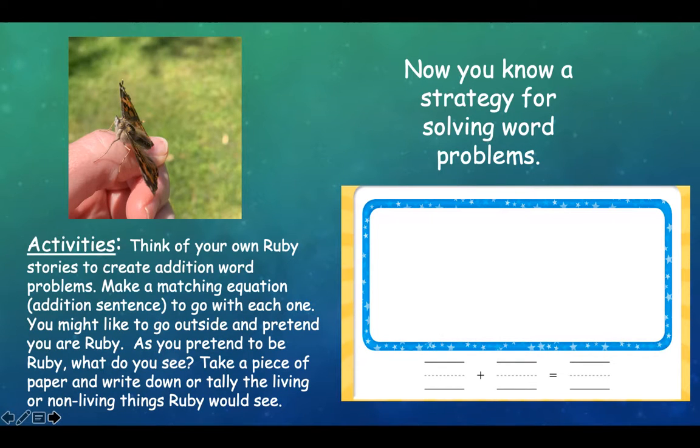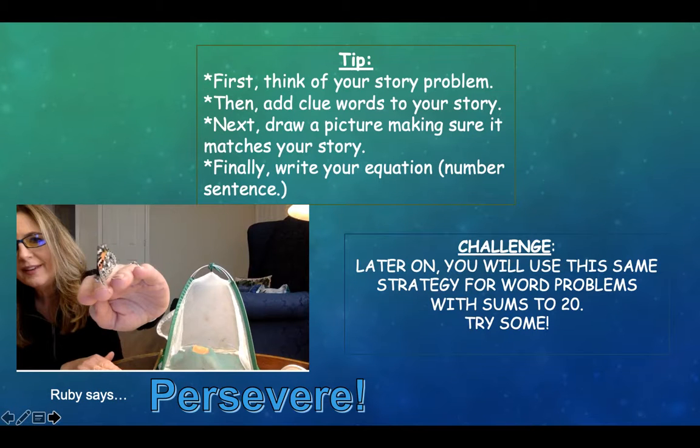Also, Ruby can't wait. Look at her. She can't wait to have adventures, and you're going to be writing them for her next adventures and story problems. Remember, if you need to go back and review the tips or strategies, we have those. Ruby says to persevere, because later on, you're going to be using the same strategy for word problems with sums to 20. You also will be doing some subtraction problems too, so you're going to build on this skill. But persevere.